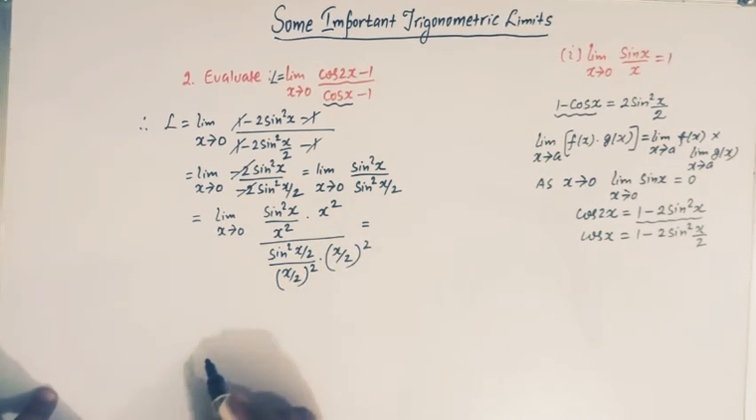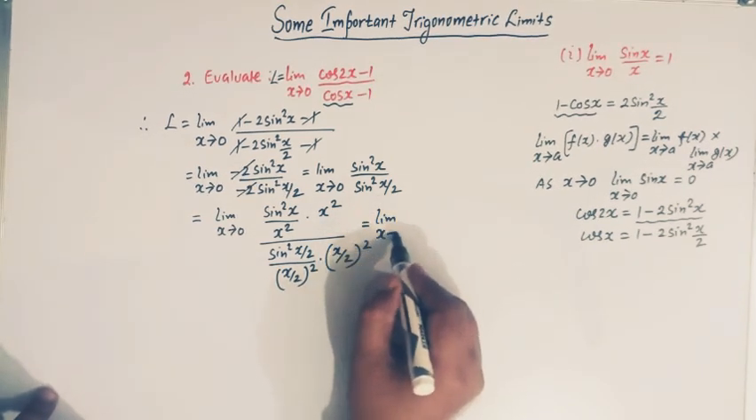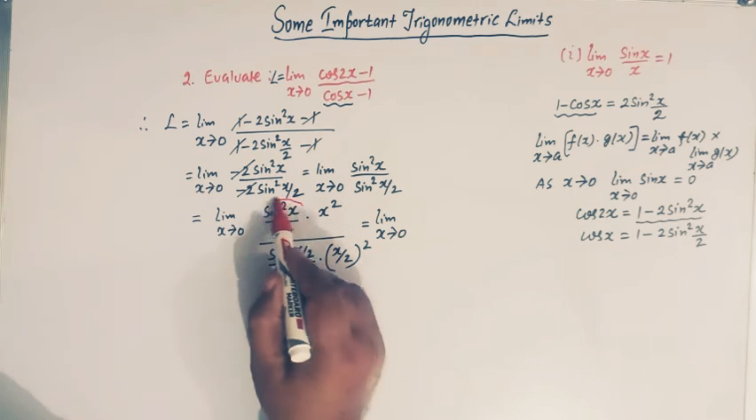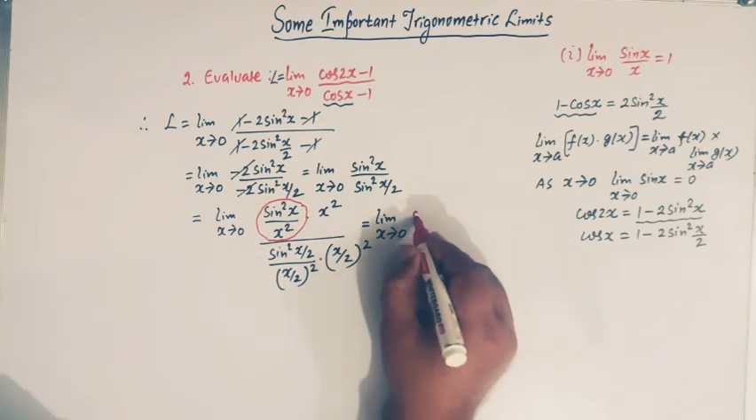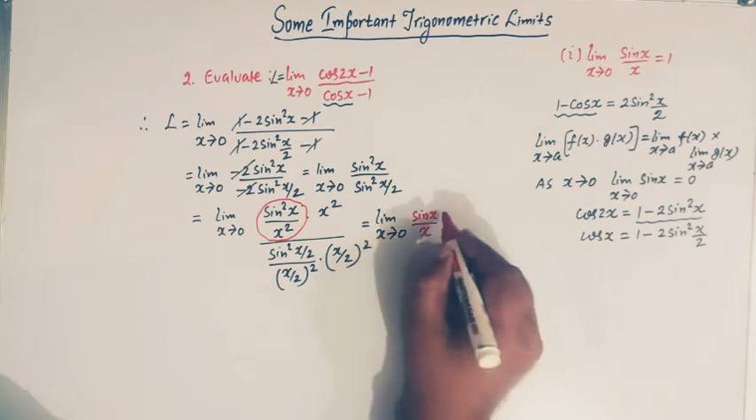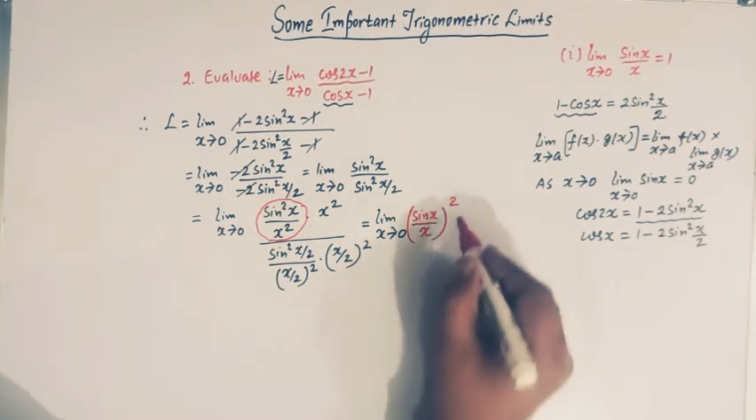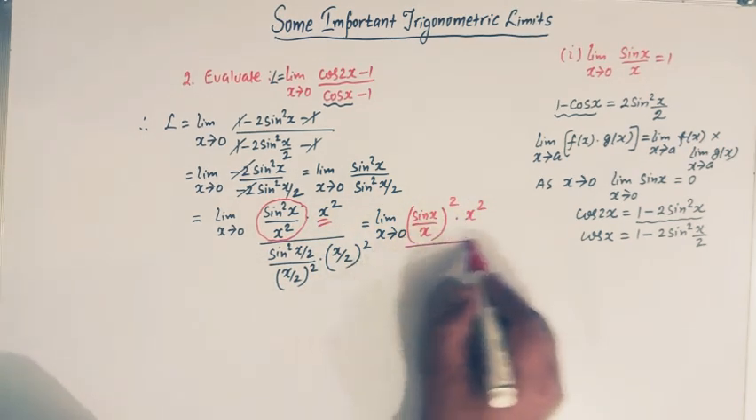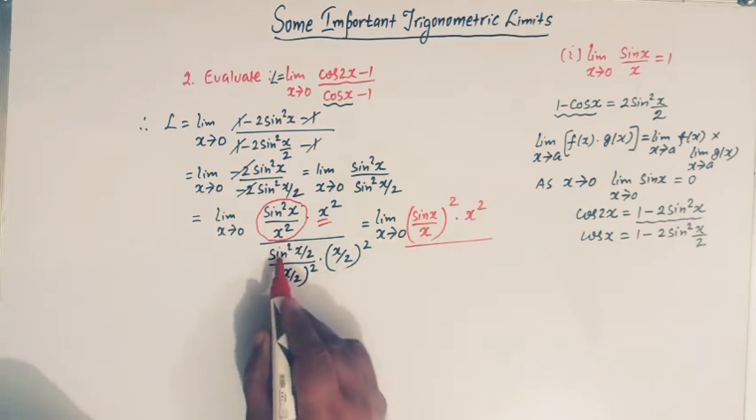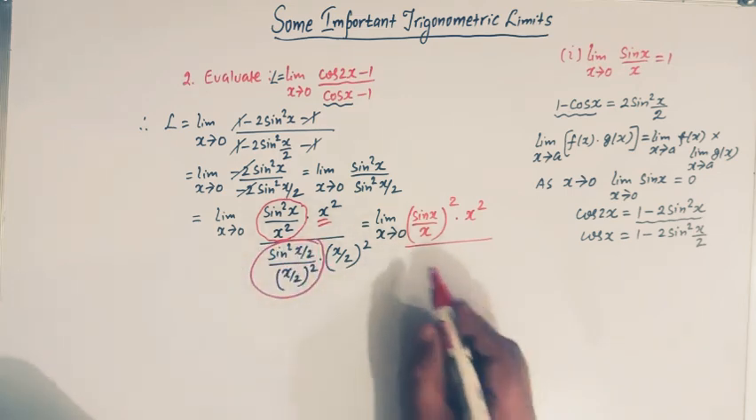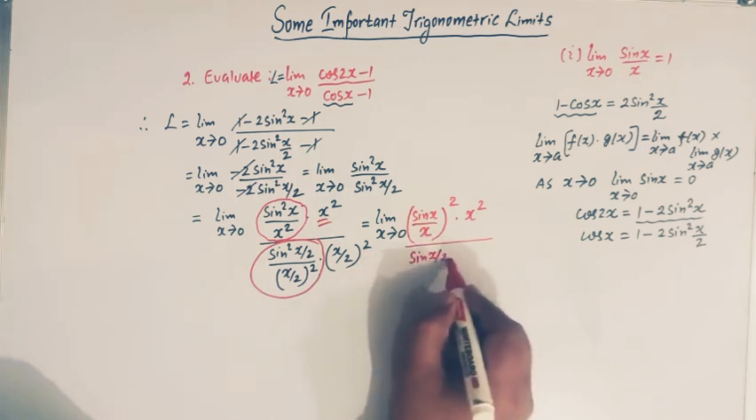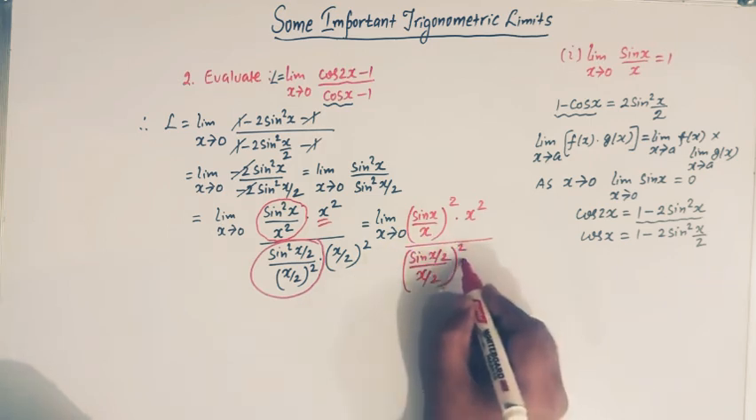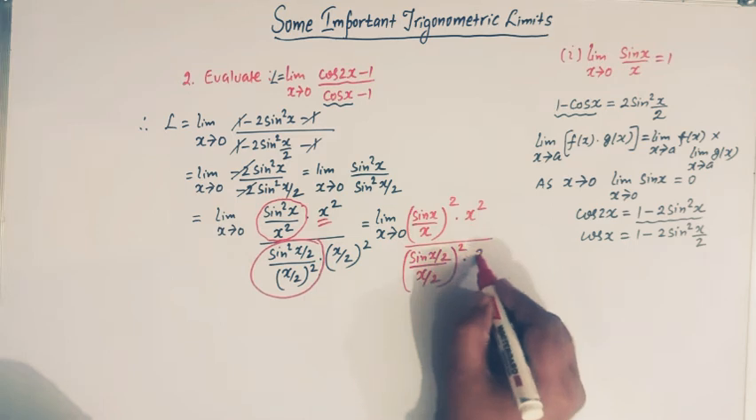Now we have limit x tends to 0, and this term can be written as sine x over x whole square, and here we have this x square. In the denominator we can write this term as sine x by 2 divided by x by 2 whole square, multiplied by x square over 4.